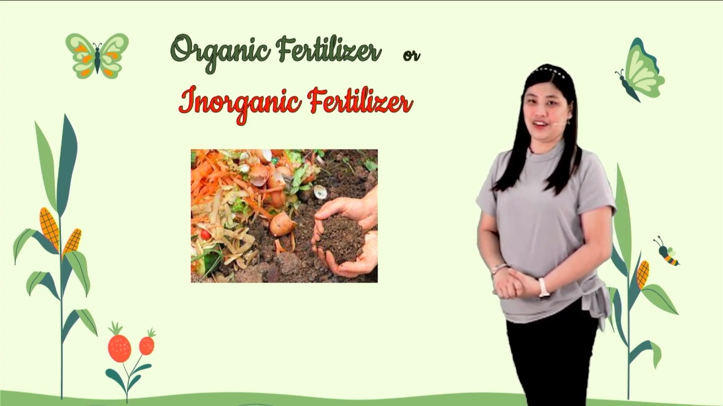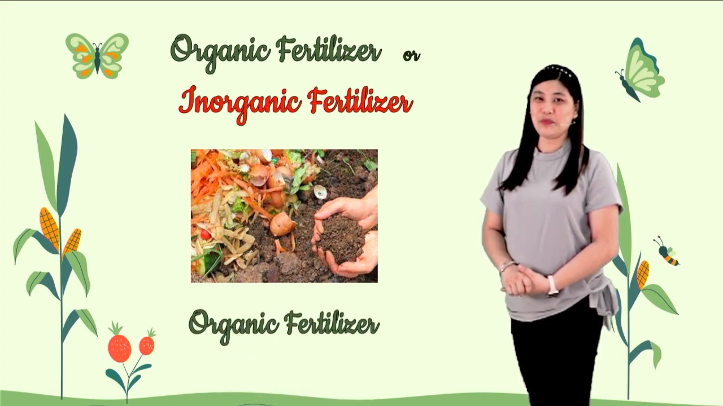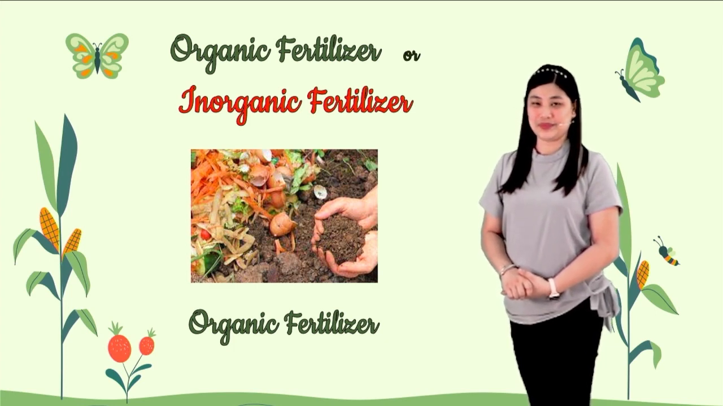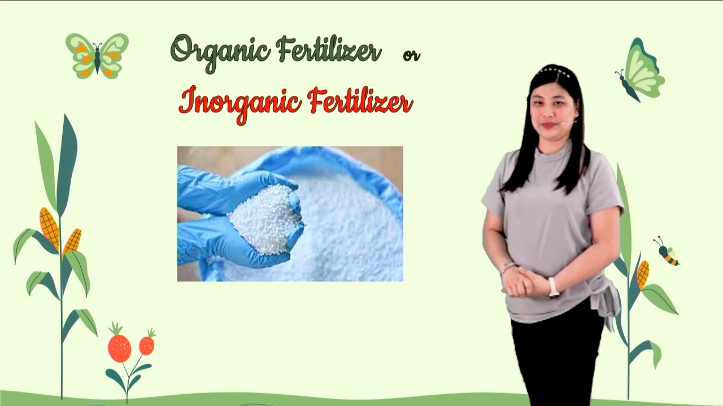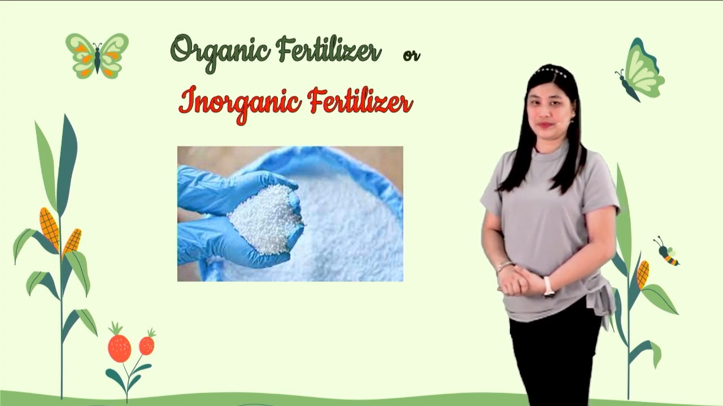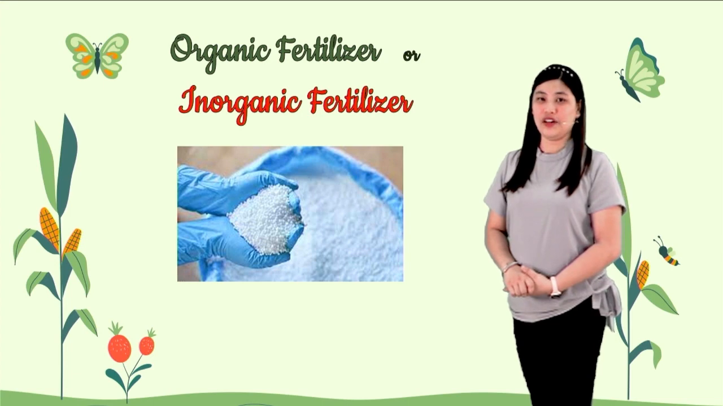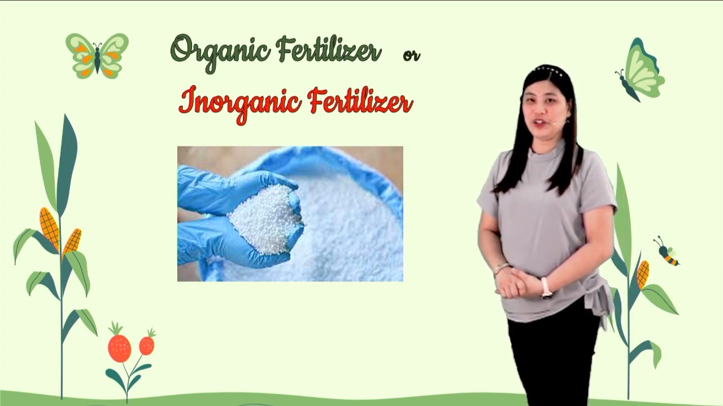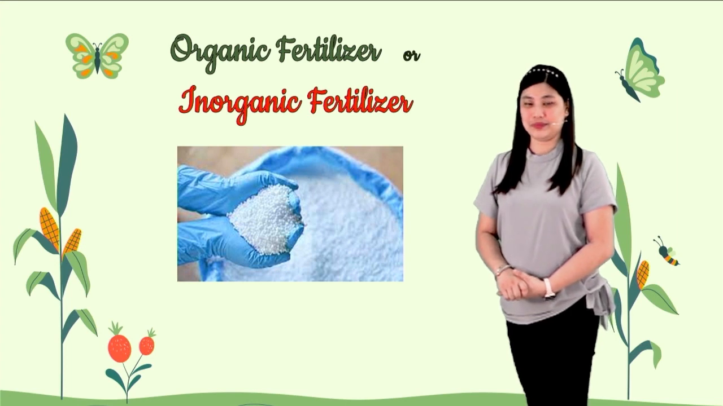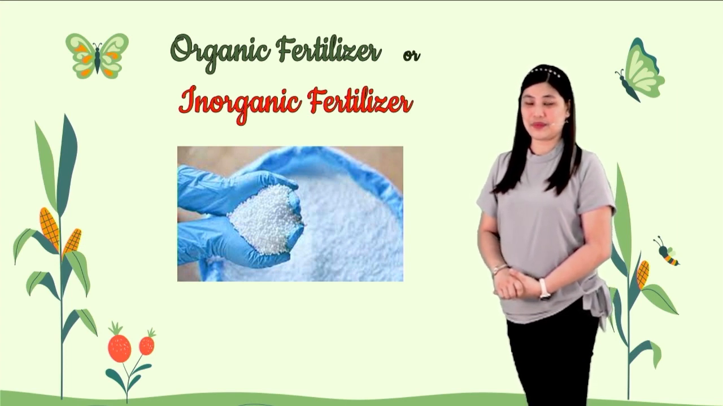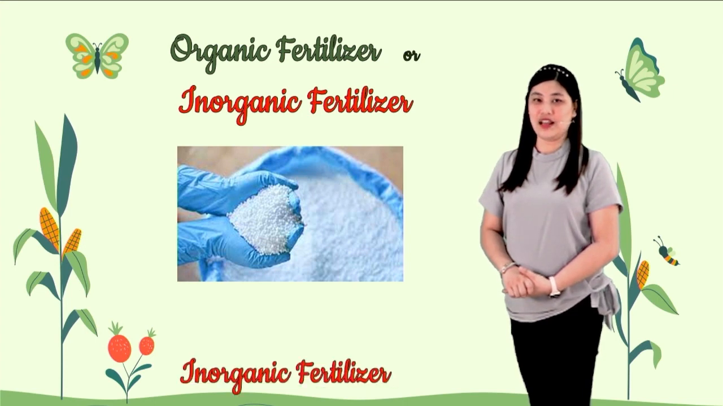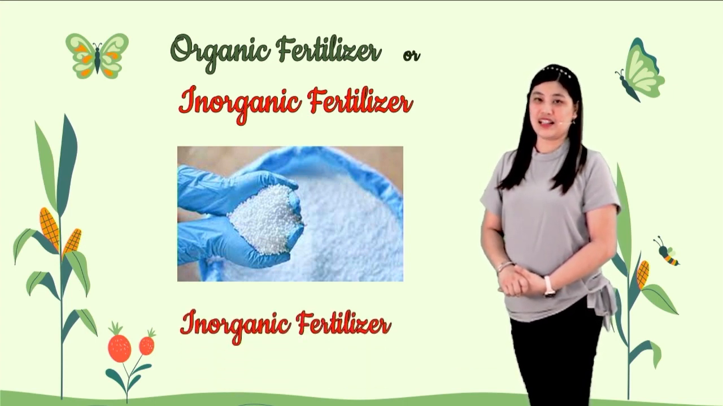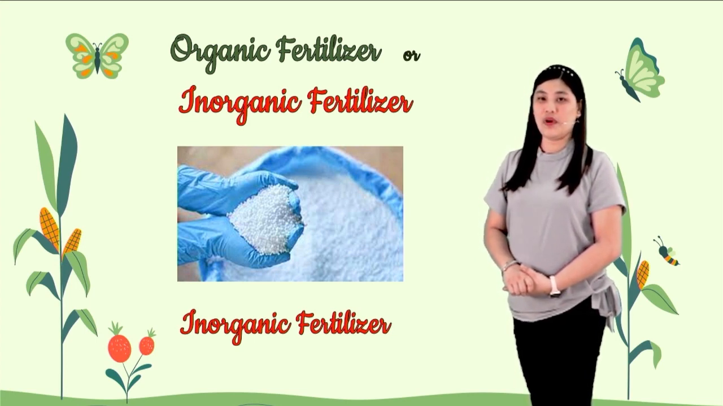Correct! This is an organic fertilizer. Crop waste is one of the examples of organic fertilizer. The second picture. Is this organic or inorganic fertilizer? Type your answer in the comment box. Yes, the answer is inorganic fertilizer. Urea is an example of single element inorganic fertilizer that contains only one of the major fertilizer elements.